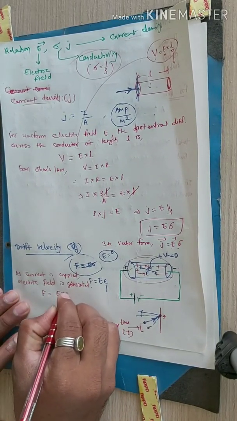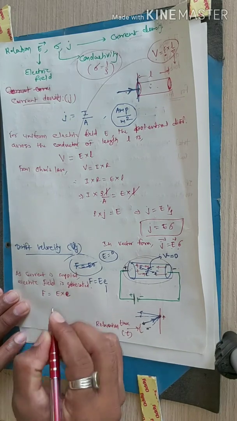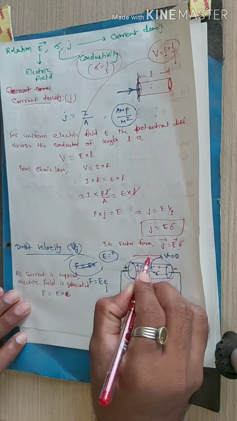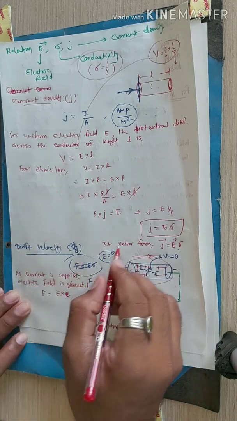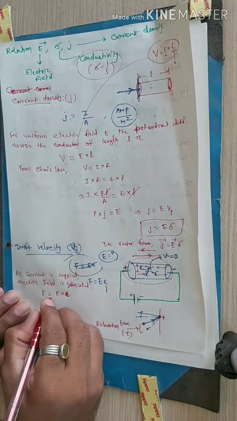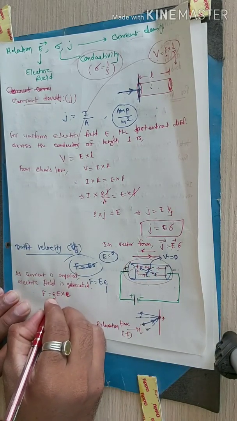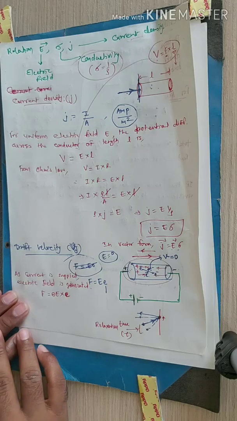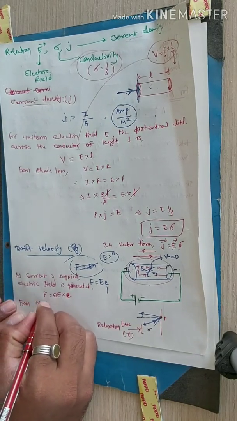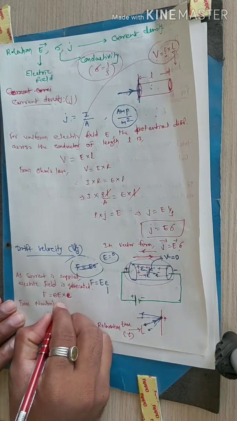So electric force F is equal to E into small e. Here in this case, the direction of current is plus to minus, and the direction of electron force will be minus to plus. So we will take a minus sign over here. So F is equal to minus E into e.